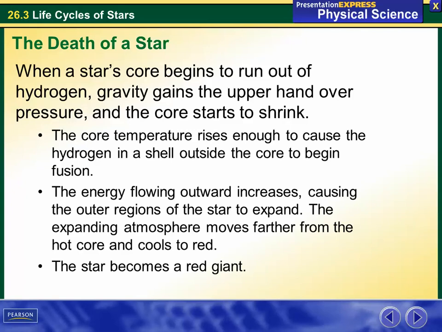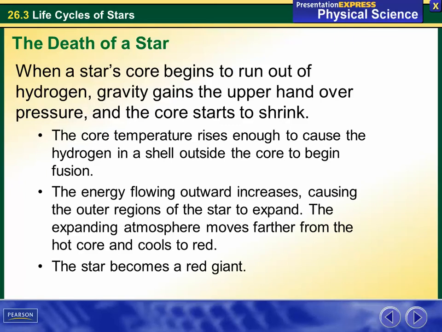So the core temperature, as it gets pushed in, rises enough to cause the hydrogen in a shell outside the core to begin fusion. The energy flowing outward increases, causing the outer regions of the star to expand. The expanding atmosphere moves farther from the hot core and cools to red, and the star becomes a red giant. So those are the steps it follows.